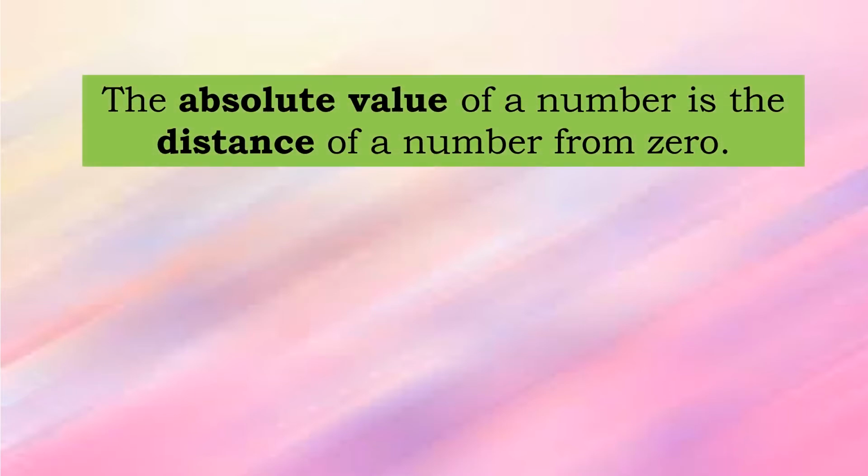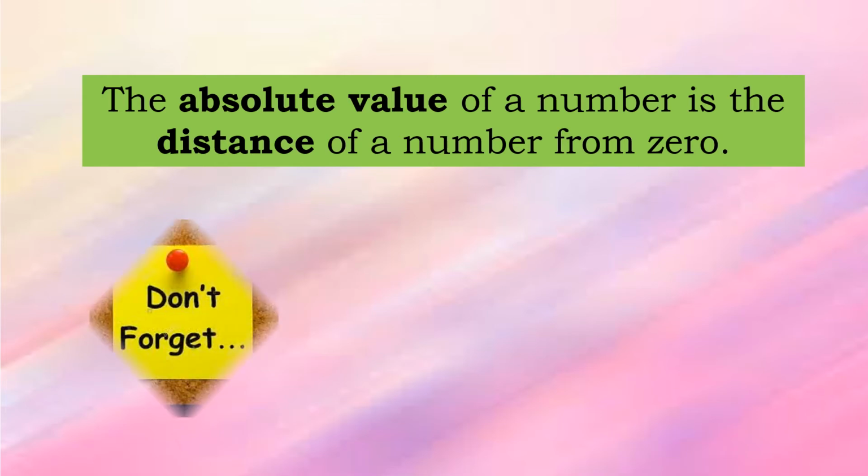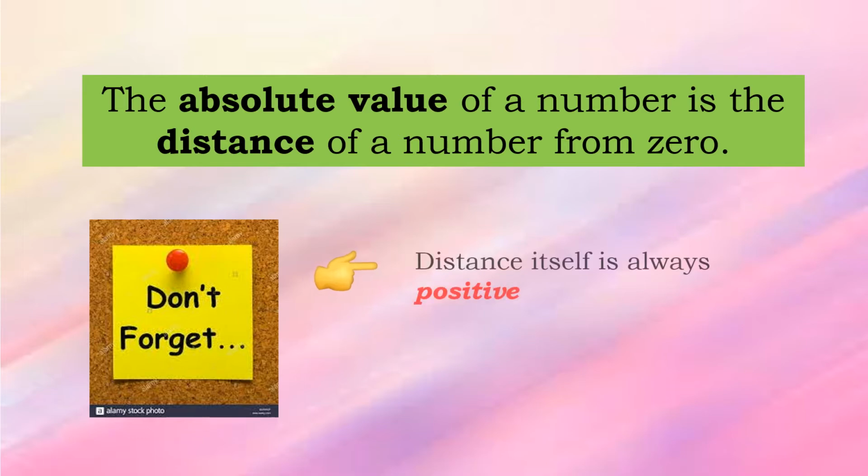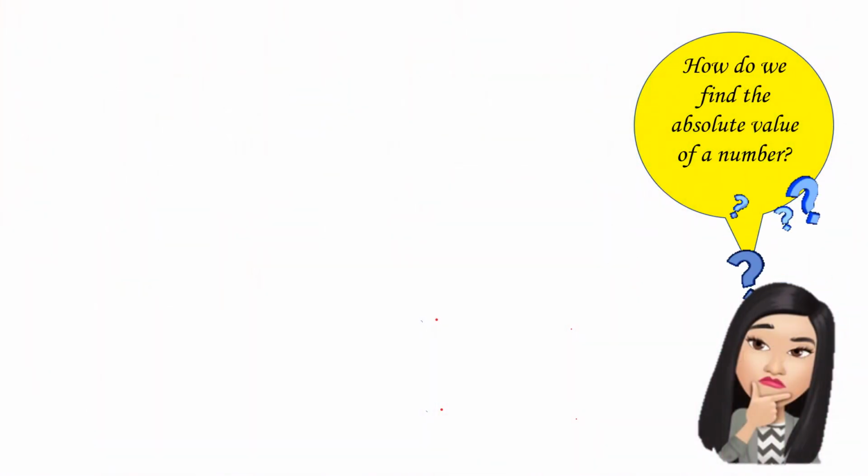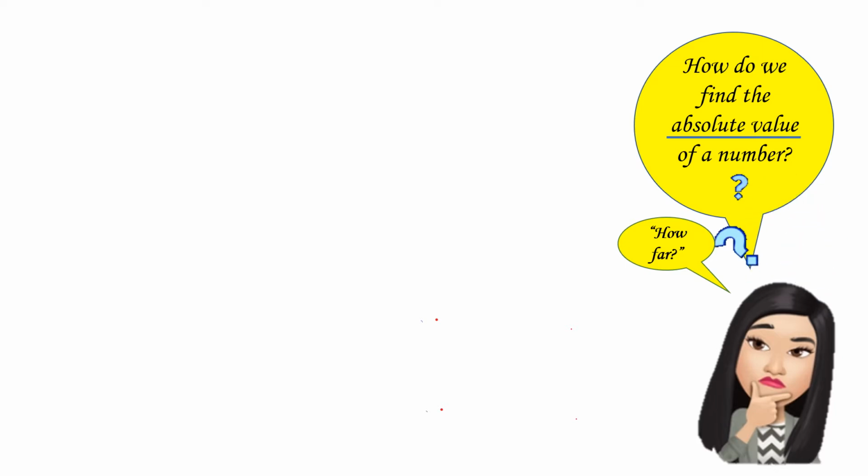The absolute value of a number is the distance of a number from 0. And don't forget, distance itself is always positive. And the absolute value of a number is denoted by 2 bars. So how do we find the absolute value of a number? When we think of absolute value, one only asks, how far is that number from 0?